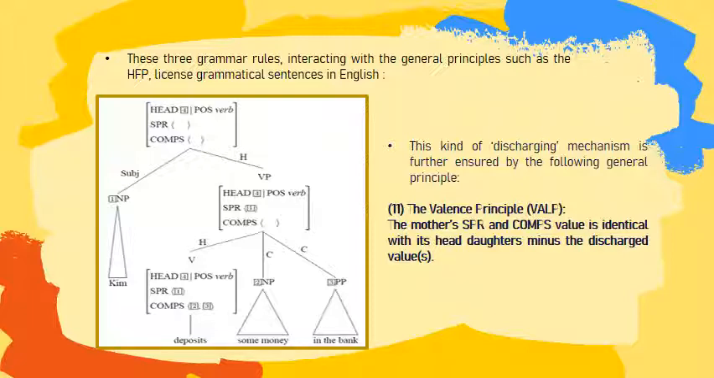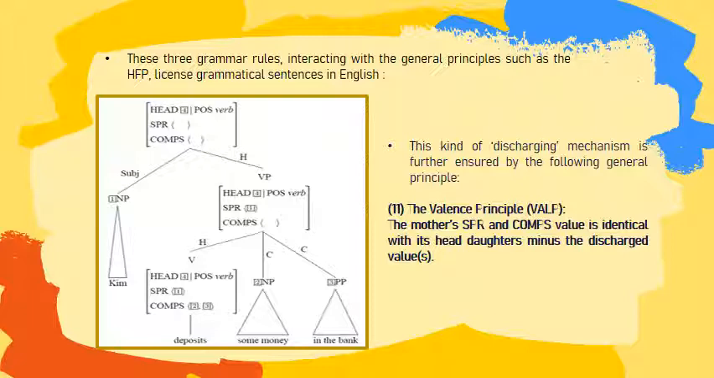This kind of discharging mechanism is further ensured by the following general principle. The valence principle, VALP: the mother's specifier and complement values are identical with its head daughter's minus the discharged values. This principle thus ensures that when the verb phrase combines with the subject specifier, it forms a complete S in accordance with the head specifier rule.